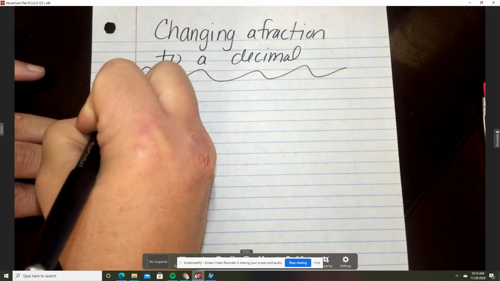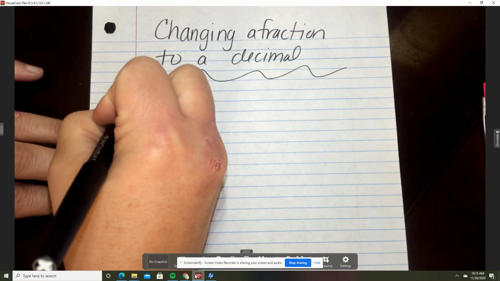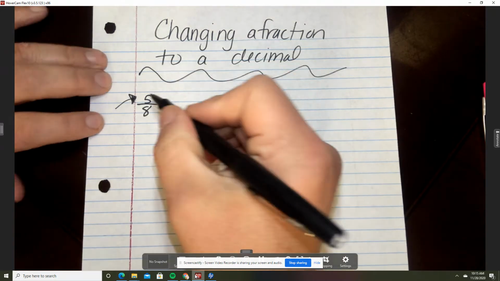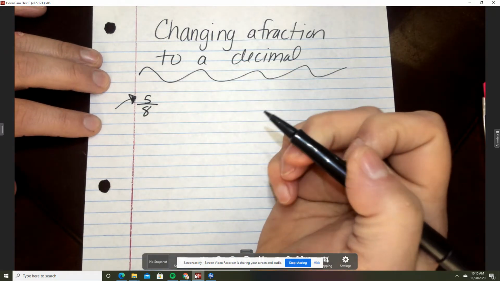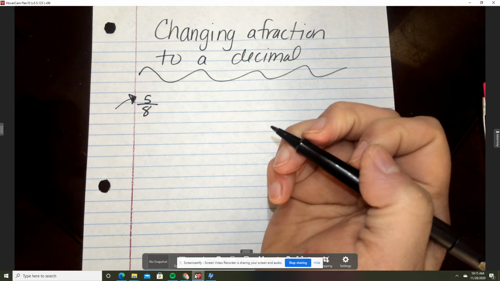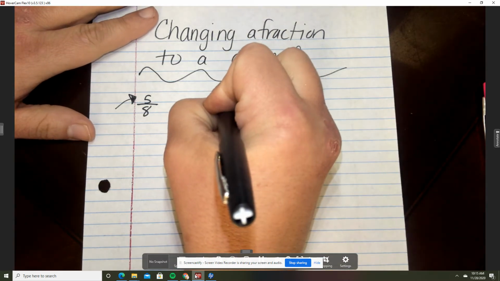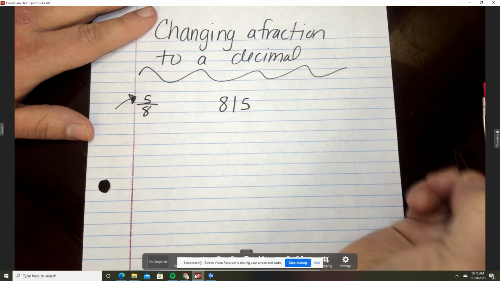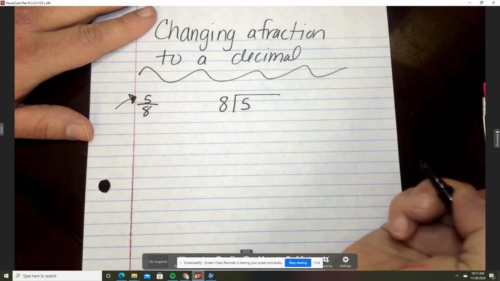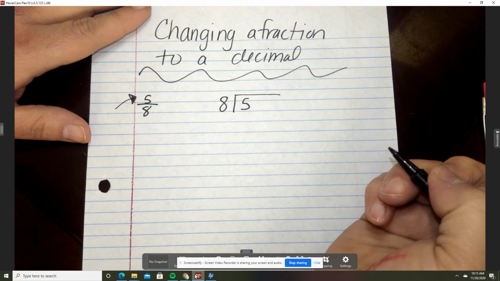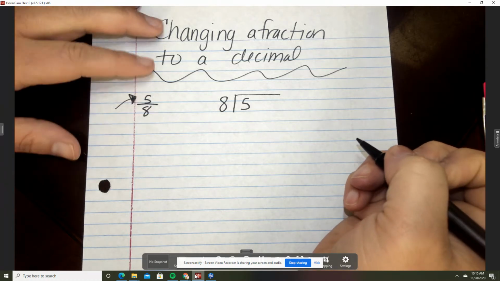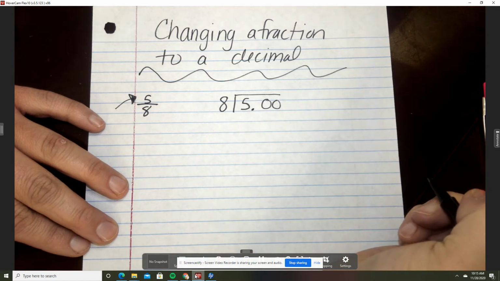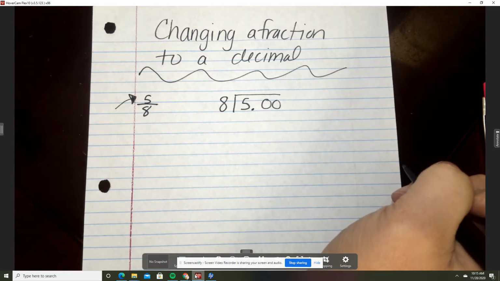So what you're going to do is you're going to push. This is how I try to get kids to remember to do this. You push the numerator, which is the top number, down, and when you push it down, it falls with the fraction bar as well. So the 5 goes into the house, into the little fraction bar. It gets trapped. You're going to add a decimal and 2 zeros, okay?